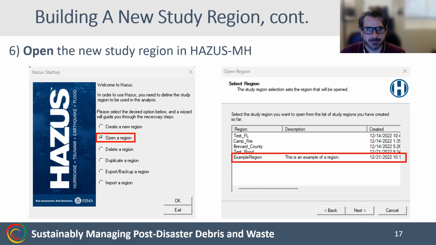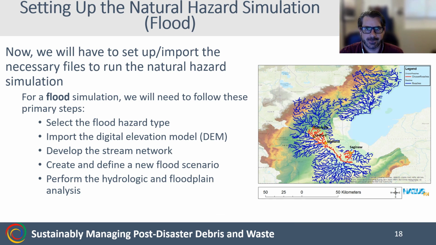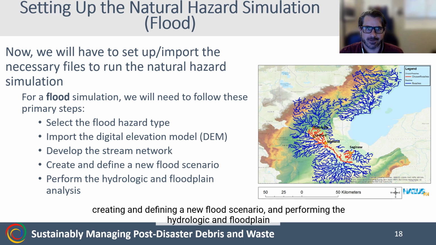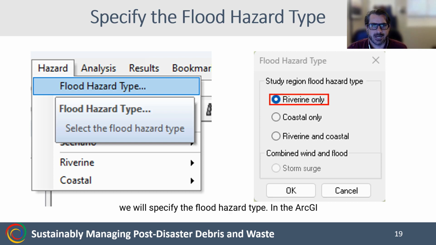We will now walk through the steps required to set up and run a successful flooding simulation in HAZUS. This will require 5 individual steps, including selecting the flood hazard type, importing the digital elevation model, developing the stream network, creating and defining a new flood scenario, and performing the hydrologic and floodplain analysis. First, we will specify the flood hazard type.